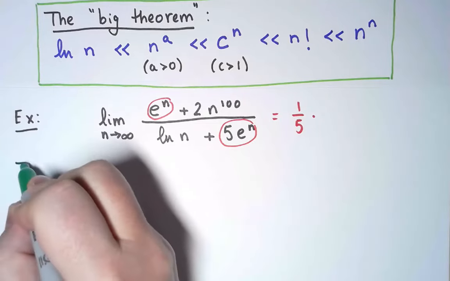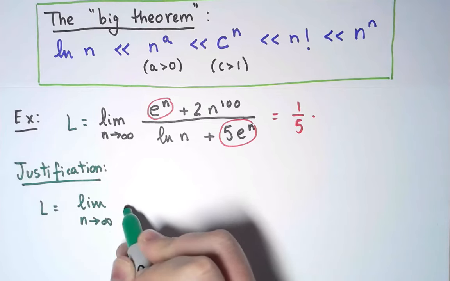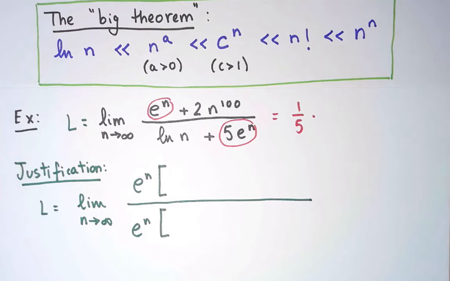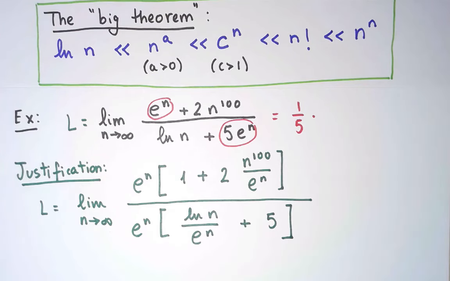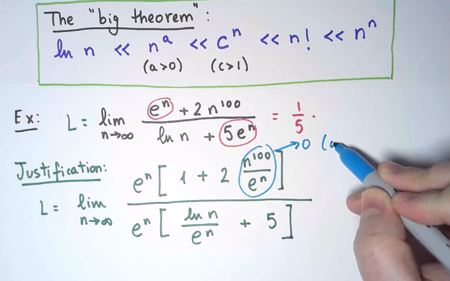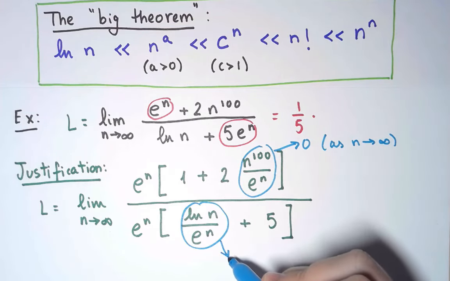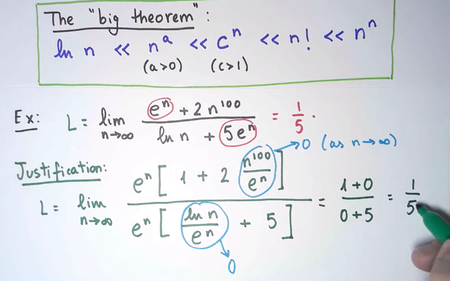Why is this? We can justify this rigorously from the Big Theorem, like I did in the example at the beginning of the video. To justify this, I will factor the biggest term, in this case e to the n, in both numerator and denominator. And let's look at what I have left. n to the 100 over e to the n has limit 0 as n approaches infinity. That is exactly what the Big Theorem says. The same applies to ln n over e to the n. Now use the limit laws, and we get that the full limit is 1 over 5.